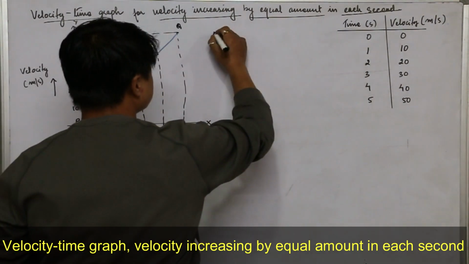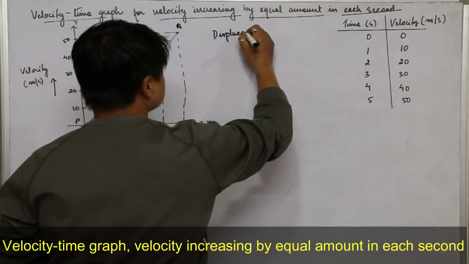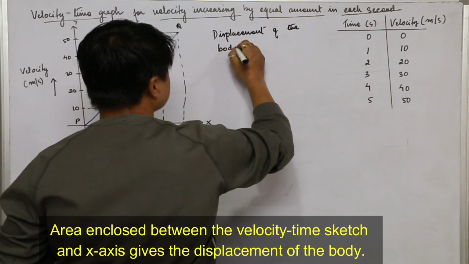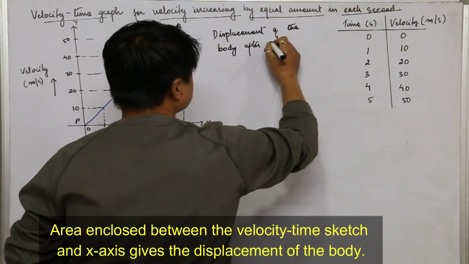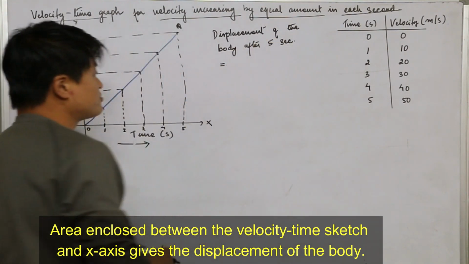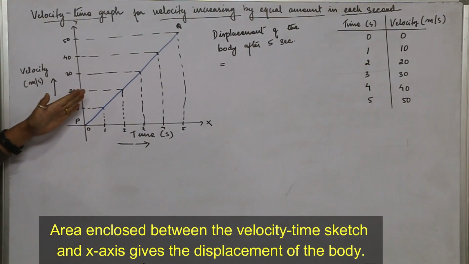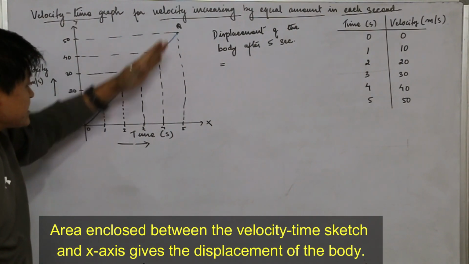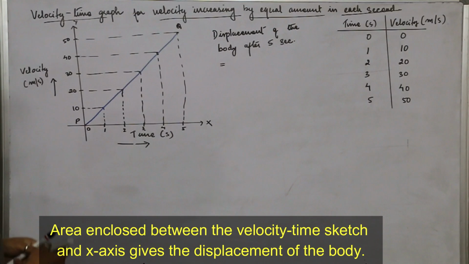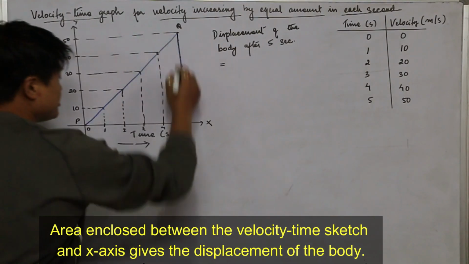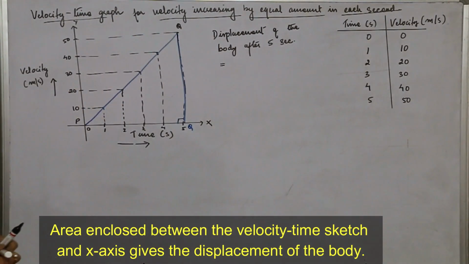Suppose you have to find the displacement of the body after say 5 seconds. If you have to find it with the velocity time graph, we have to find the area enclosed between the velocity time line and the x-axis. Here the area enclosed will be this, and if you drop a perpendicular line from here, PQR. So the area of the triangle PQR will give us the displacement of the body after 5 seconds. This is 5 seconds.